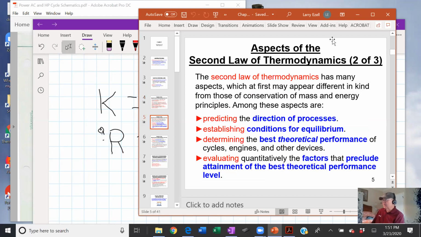Now, aspects of the second law, slide 2 or 3. Like I said, the second law of thermodynamics has many aspects or many corollaries or many bullet points or many statements. It's not one tight little sentence. But among the aspects of the second law is they do predict the direction of a process. In other words, heat can flow from a hot object to a cold object, but the second law says it cannot flow from a cold object to a hot object.